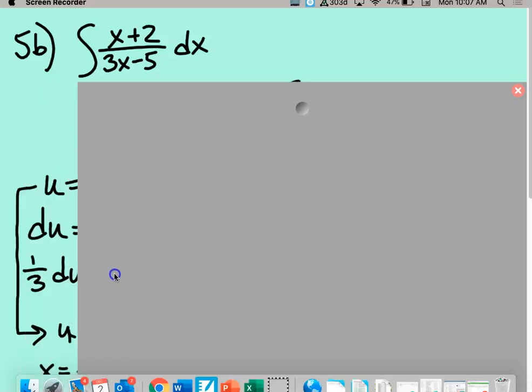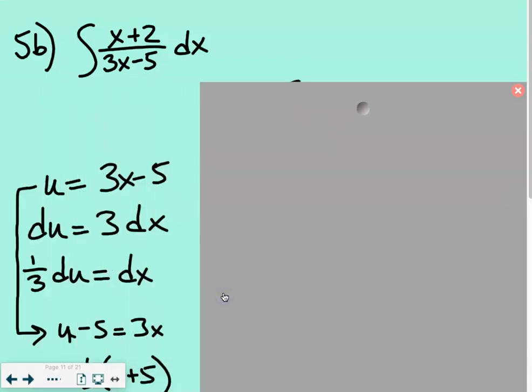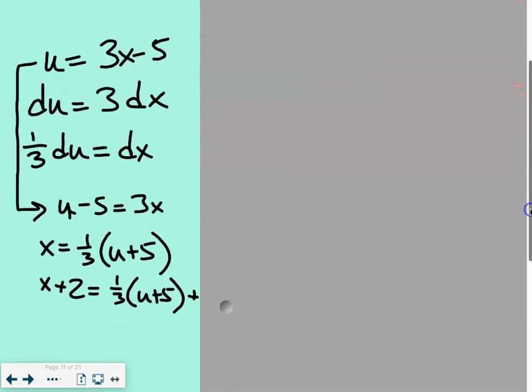So your u is 3x minus 5. Your du is 3dx, so 1/3 du equals dx. So that takes care of the bottom and the dx. But we still have the x plus 2, so you have to solve. So you get x equals u plus 5 over 3, or 1/3 times u plus 5. I went ahead and just wrote the plus 2 over here. 1/3 times u plus 5 plus 2.